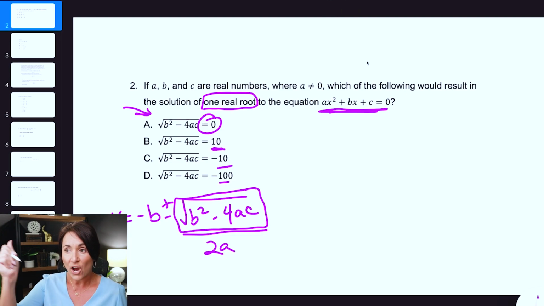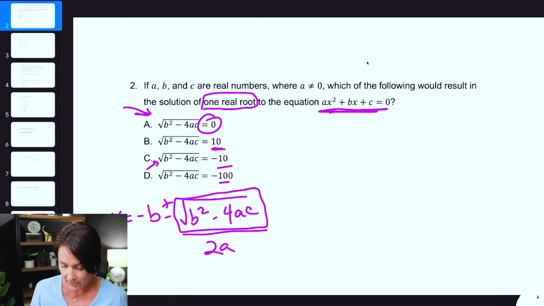Now, if under that square root sign there's a negative number, or anytime there's a negative number under there, what did we say in our previous video? And if you haven't gone back and watched that, please do. You're looking at imaginary numbers, which are not real.